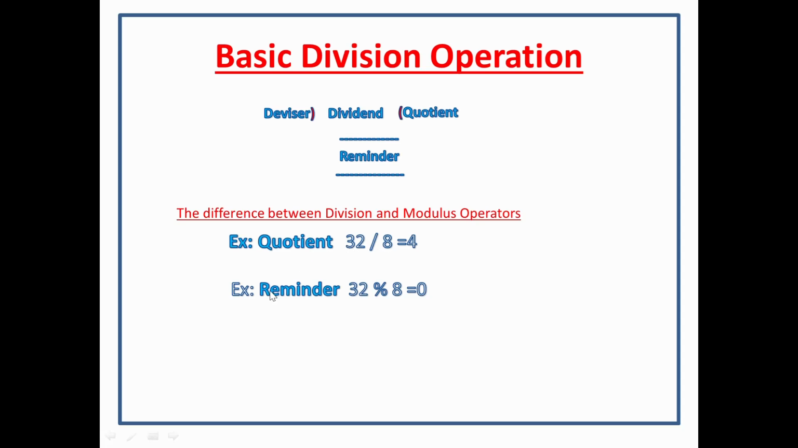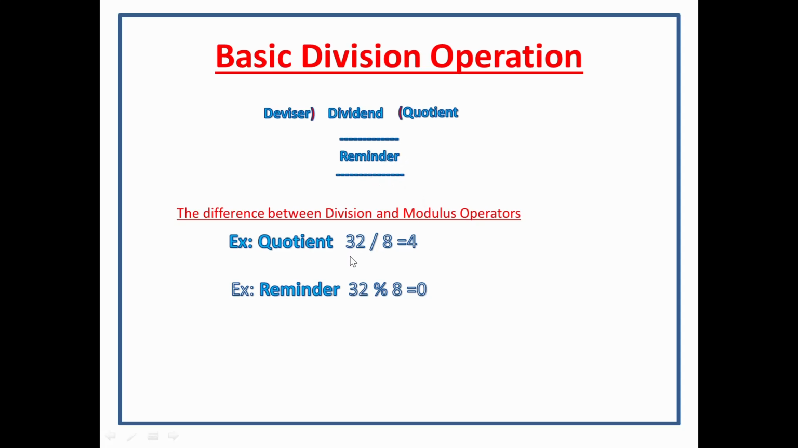In the second statement, 32 modulus 8 equal to 0. This 0 indicates the remainder. Whenever we use the modulus operator, the system will return the remainder of the division. This is the dividend, the center part we call the dividend. The right side part we call the quotient, and the left side part we generally call the divisor. Finally, we will get the remainder value.